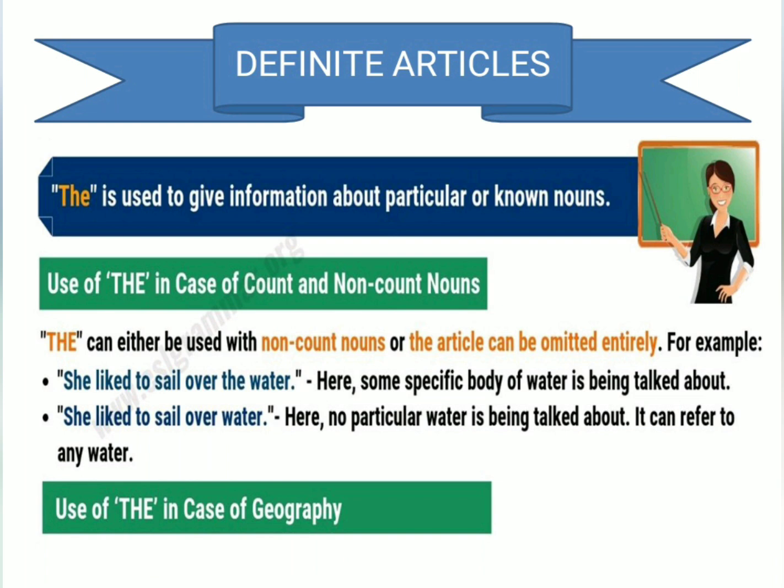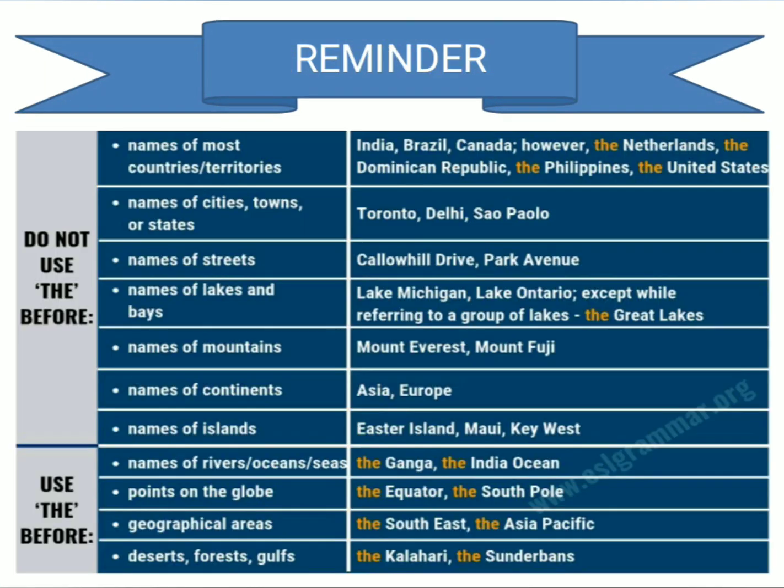If I talk about the definite article, you know very well that the definite article is used for giving information about a particular noun. So that is exactly called the. The can be used with non-countable nouns, and the article can also be omitted entirely. Like we can see the example used over here, but we have to see the next table very clearly, as that is used in the case of geography.